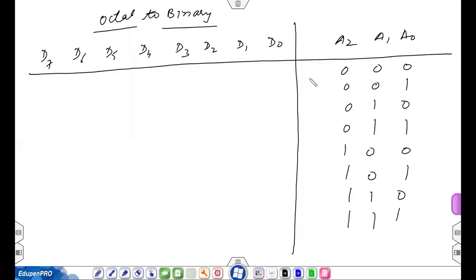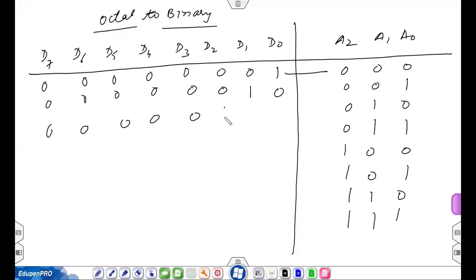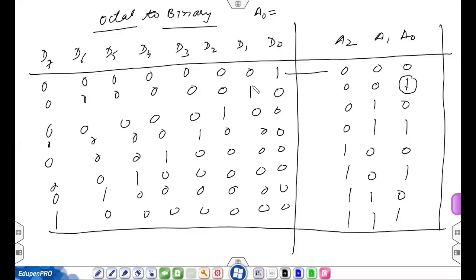So for the first case, D0 may be 1, other inputs may be 0. For the second case, D1 may be 1. And for the next case again, your D2 may be 1. For the next case again, D3 may be 1. Here your output is 1, you have to take D3. Your output is 1, you have to take D5. Your output is 1, you have to take D7.